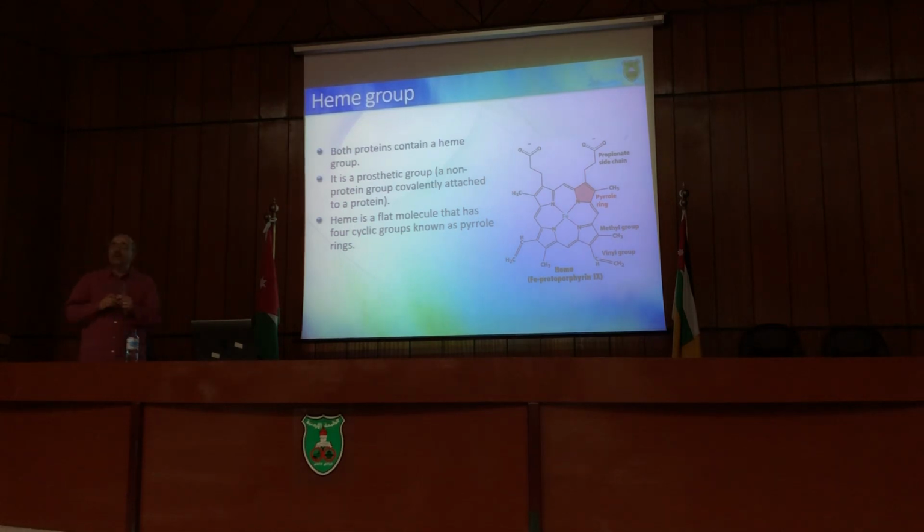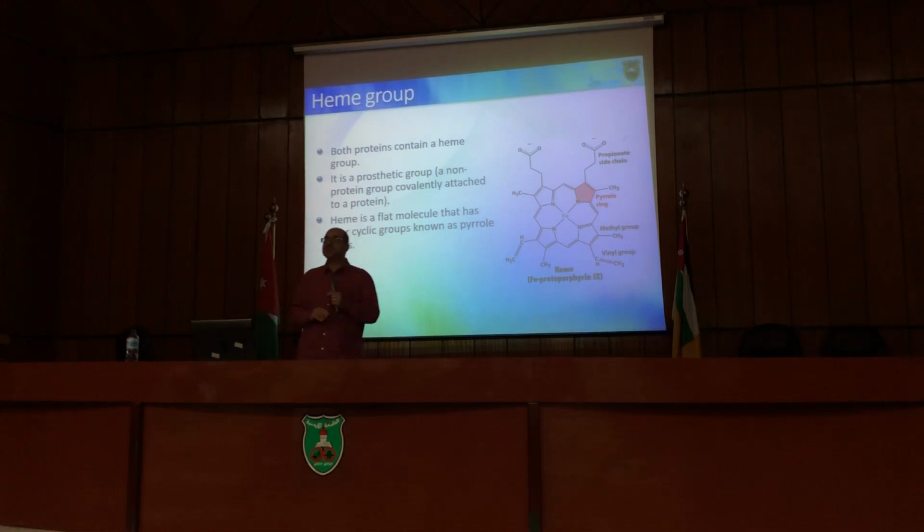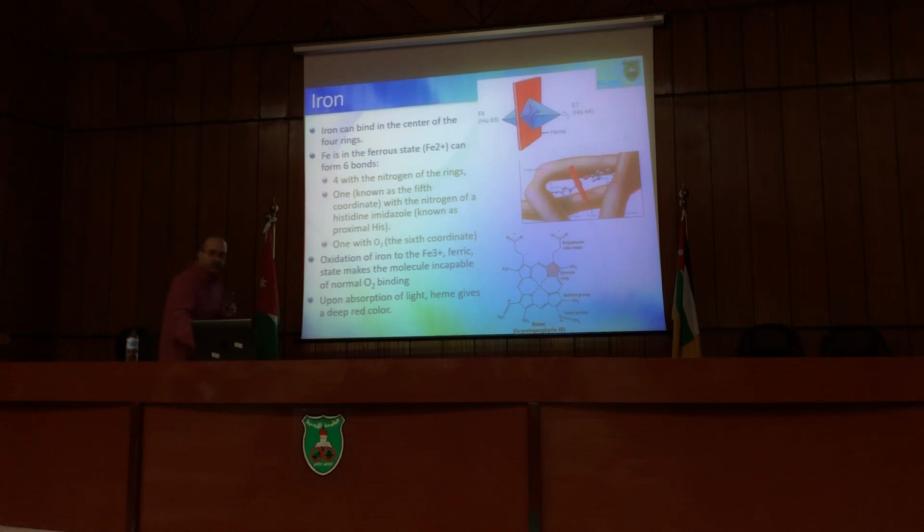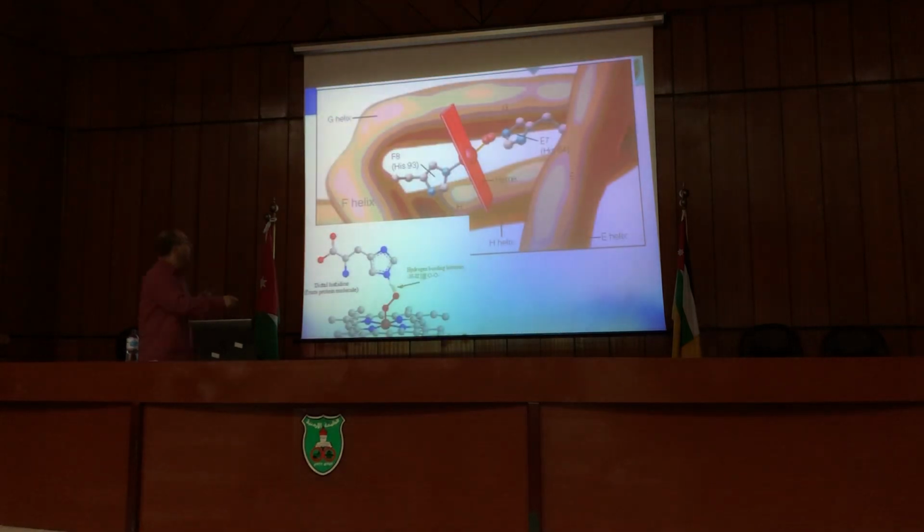Now iron can make 6 covalent bonds, and they are known as 6 coordinates. So you have 4 of them between iron and the pyrrole rings. The 5th one exists between the proximal histidine and iron in the middle. So there's one left. This one exists, or it can form, between iron and oxygen. So the 6th coordinate exists between iron and oxygen.